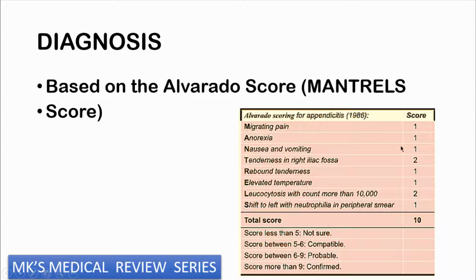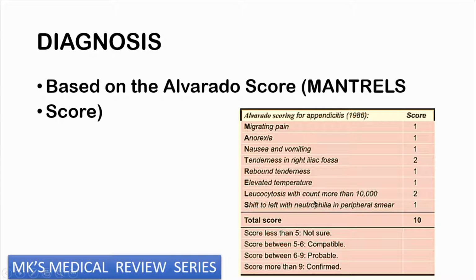If they have anorexia, you give them a score of 1. If they have nausea and vomiting, you give them a score of 1. If they have tenderness in the right iliac fossa, you give them a score of 2. So tenderness is the one that has a score of 2. Rebound tenderness, you give them a score of 1. Elevated temperature, you give them a score of 1. Leukocytosis, that is greater than 10,000, you give them a score of 2. So leukocytosis and tenderness in the right iliac fossa are the ones which have 2. Then a shift to the left with neutrophilia on the peripheral smear, you give them a score of 1.